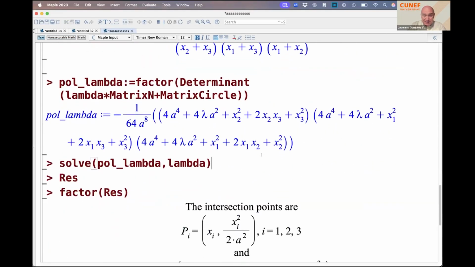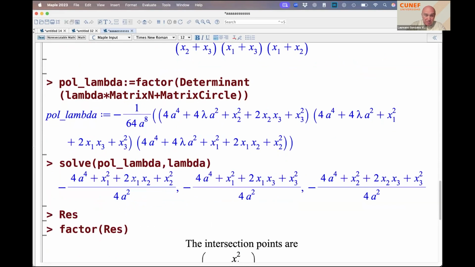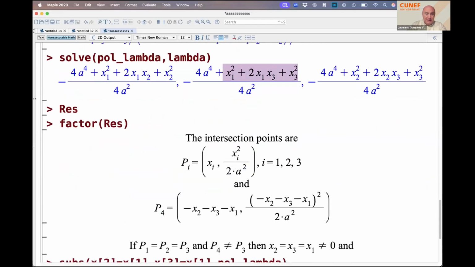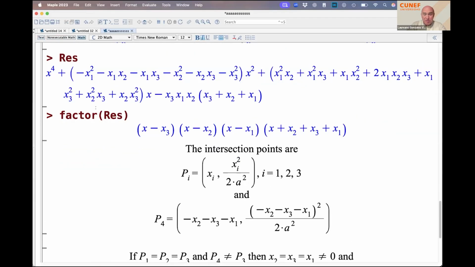The next step, we move to the characteristic equation. But we see that even in this case, we are able to solve this cubic equation in closed form, but also you can see here some squares that are going to be very useful in what follows. In this case, the resultant is this, but what is more important is that it factors in this way. This means that we know that the 4th intersection point between the circle and the parabola is given by this expression.